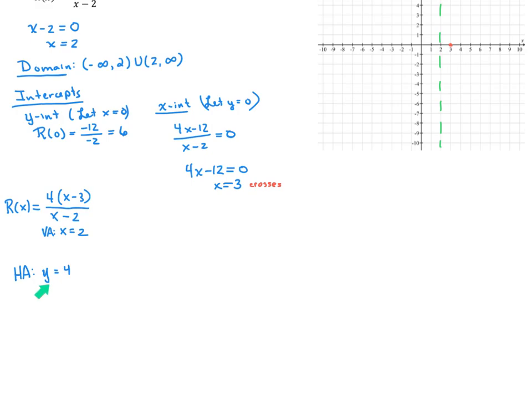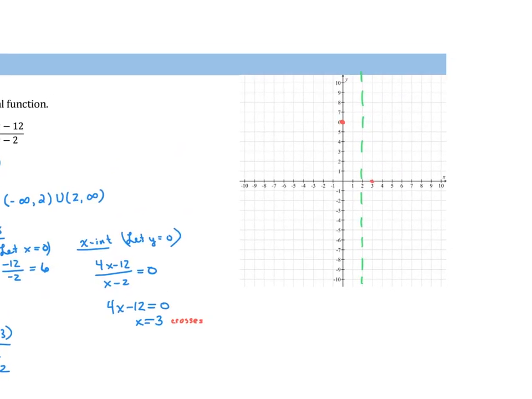Now, whenever you write horizontal asymptotes or vertical asymptotes, be sure that you write them as equations. Y equals for horizontal asymptotes. Vertical asymptotes are x equals. So let's go ahead and graph that horizontal asymptote, y equals 4. Let's label these. Y equals 4. This was x equals 2.